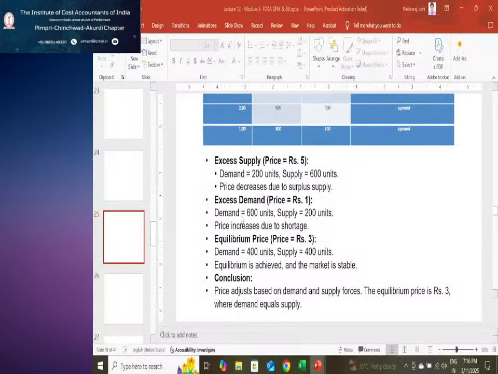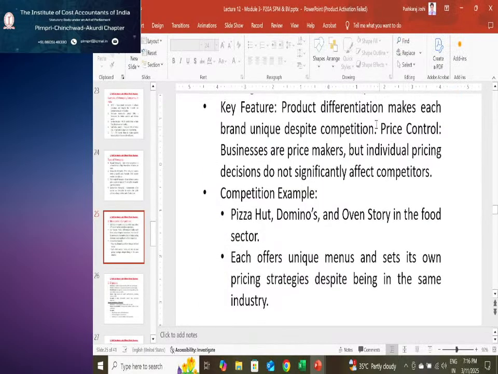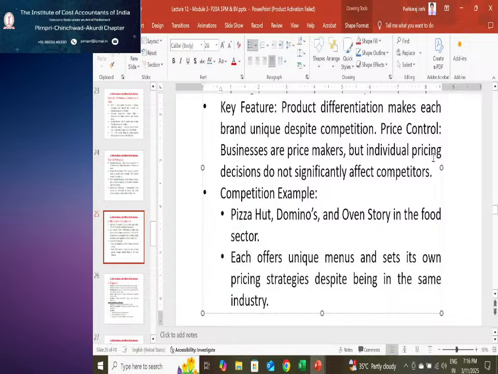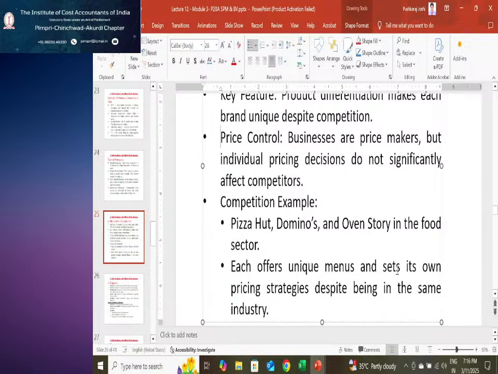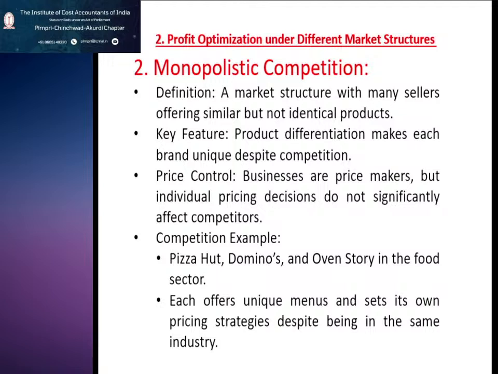Here price control is also there. Businesses are the price makers, but individual pricing decisions do not significantly affect the competitors. Another characteristic of monopolistic competition, for example, is Pizza Hut, Domino's and Oven Story in the food sector. Each offers unique menus and sets its own pricing strategies despite being in the same industry.